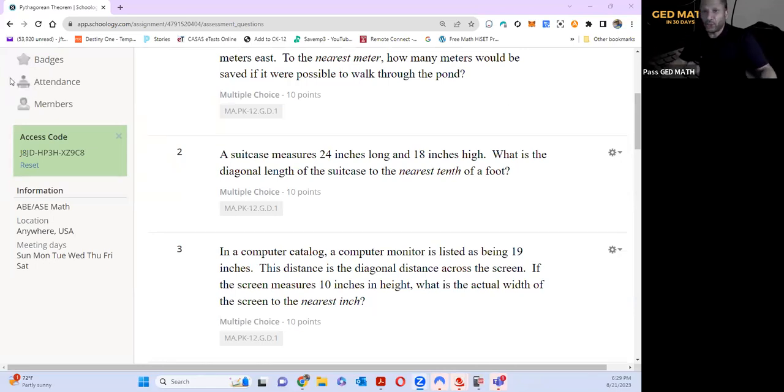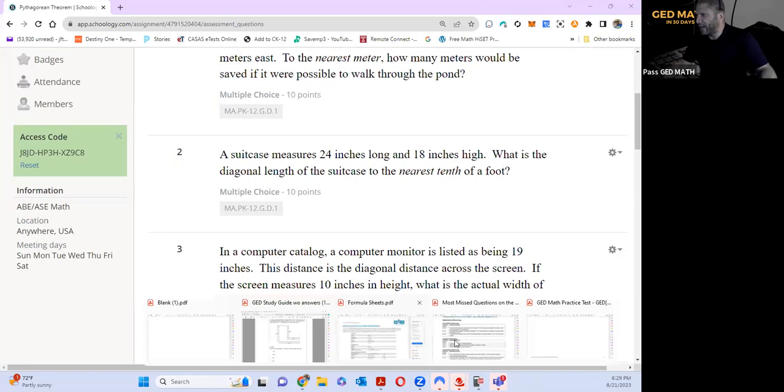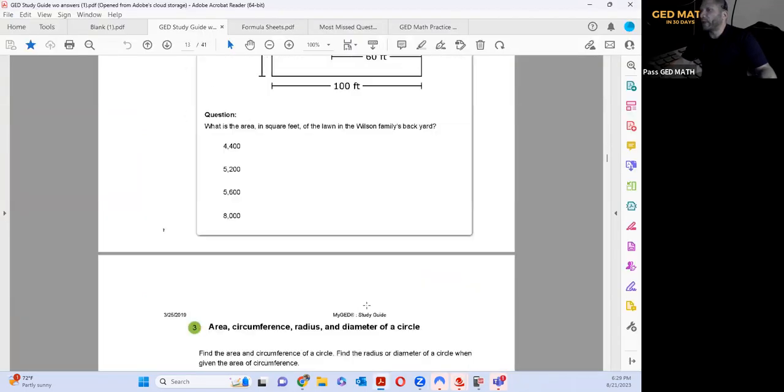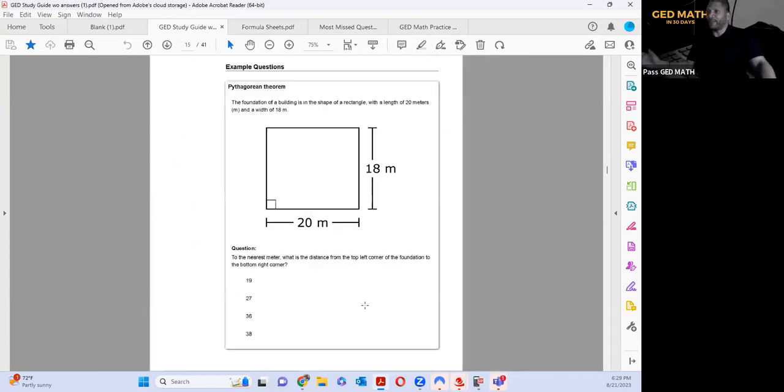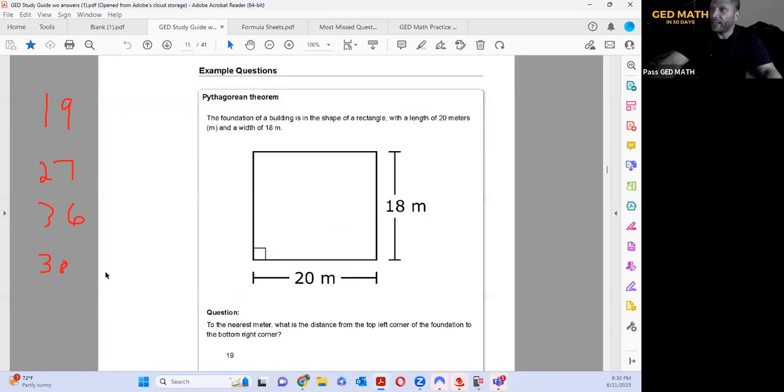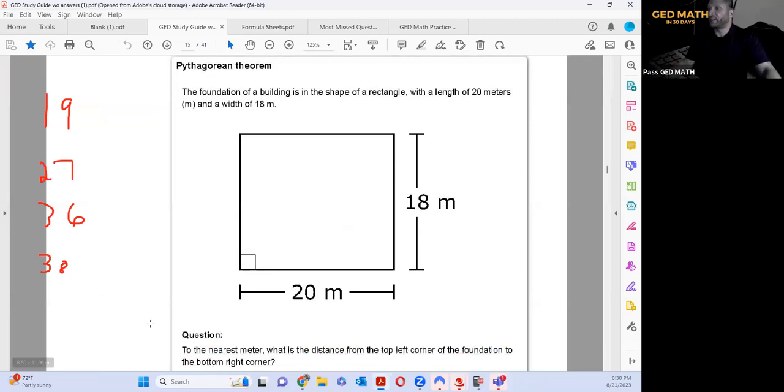Like, for example, let's go to the study guide real quick. Here we go. Let me see if I can find one real quick. There we go, right there. Look at that. So I'm going to give you 2 minutes to solve this problem. Let me put the answers on the side so I can make the diagram much bigger. So the answers are 19, 27, 36, and 38. The reason why I'm doing that is so you can see nice and clear the problem in the question.